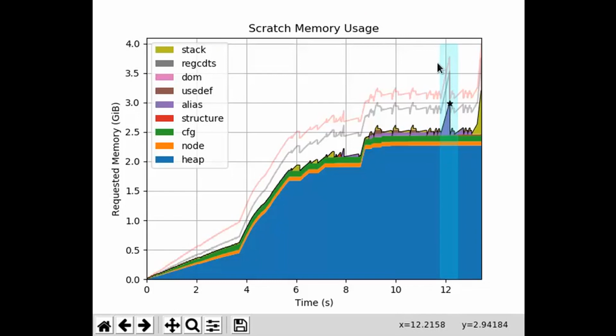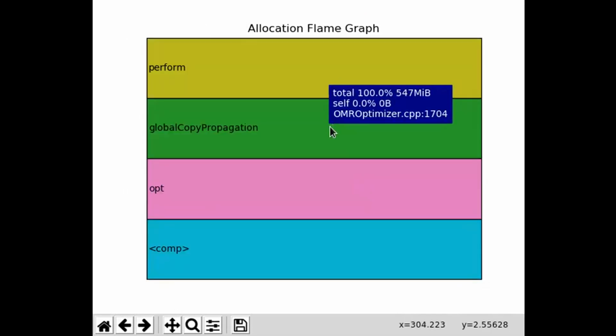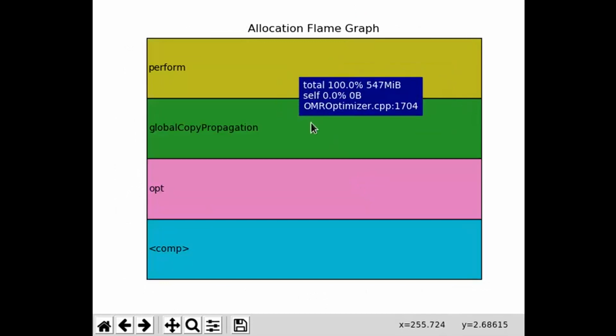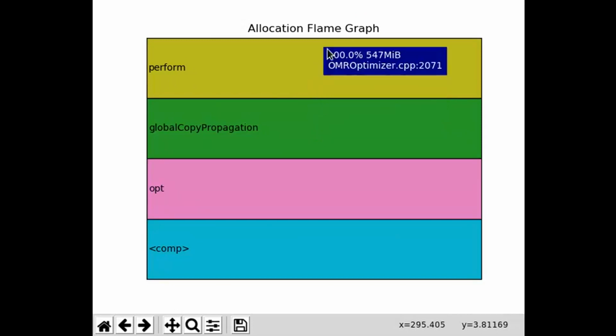The copy prop was using a lot of alias memory, which I tracked down to the alias set interface using far more memory than it ought to. Okay, it's finishing.